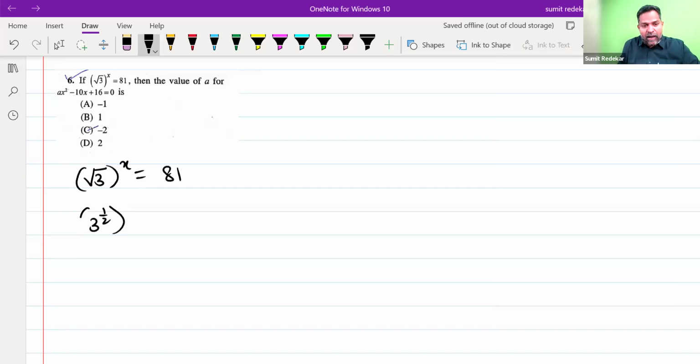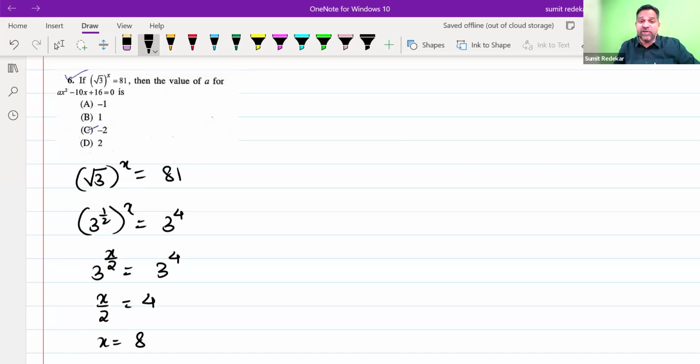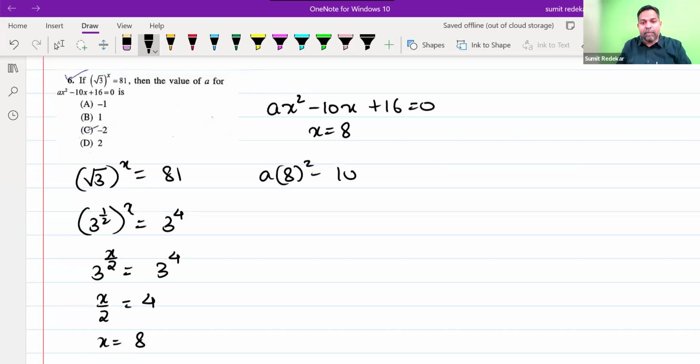That's 3 raised to half raised to x is 3 raised to 4. 3 raised to x by 2 is 3 raised to 4. Values are equal, bases are equal, powers have to be equal. x by 2 is 4, x is 8. But one minute, they haven't asked you the value of x. They have asked you a, if ax square minus 10x plus 16 is 0. If x is equal to 8, then a into 8 square minus 10 into 8 plus 16 is 0.